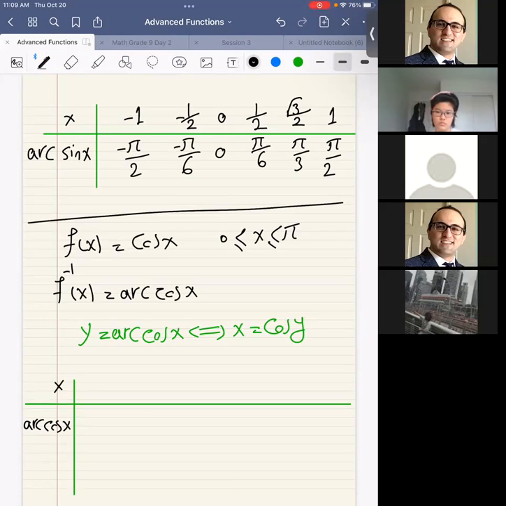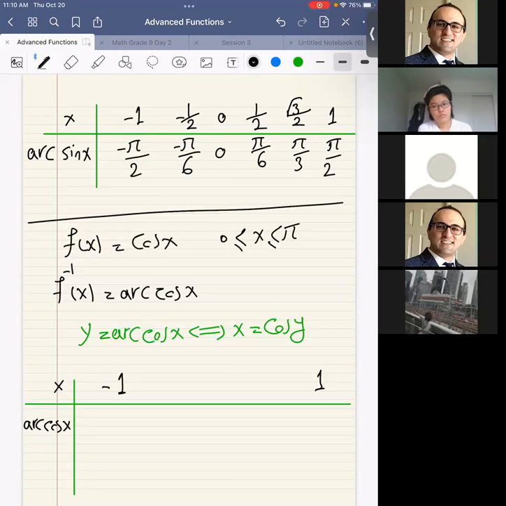And by the way, the range of the function sine and also cosine is -1 to 1. So that means the domain of the inverse functions, arc cosine and arc sine, is -1 to 1. So the domain always for arc cosine and arc sine is between -1 and 1. Okay, now what is the arc cosine of 1?